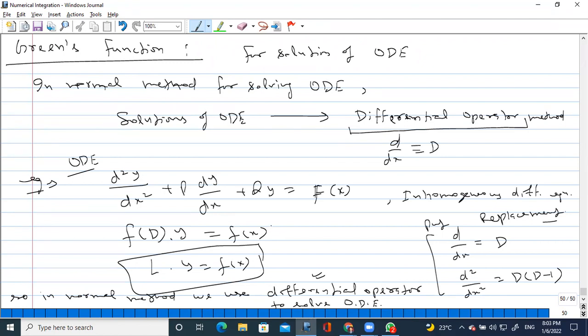Note down this. This is just the replacement we have done. f(D) replacement we have done as L. So this is just what I discussed, what we have done in our normal method. Done.